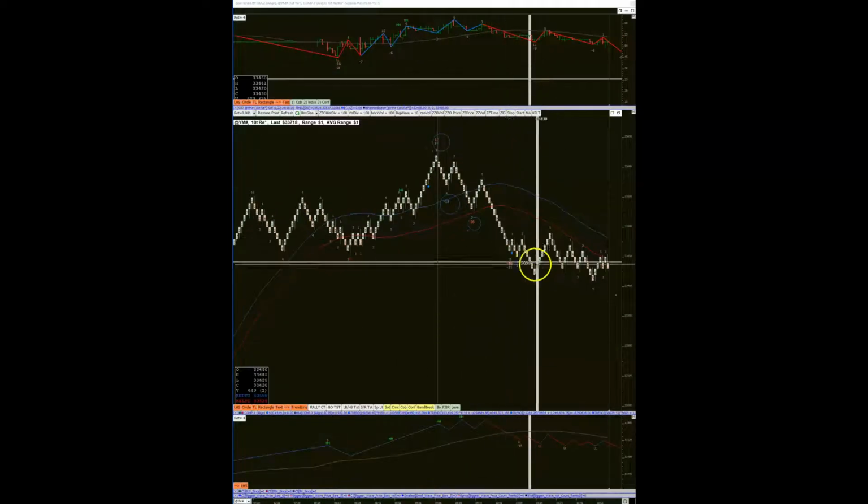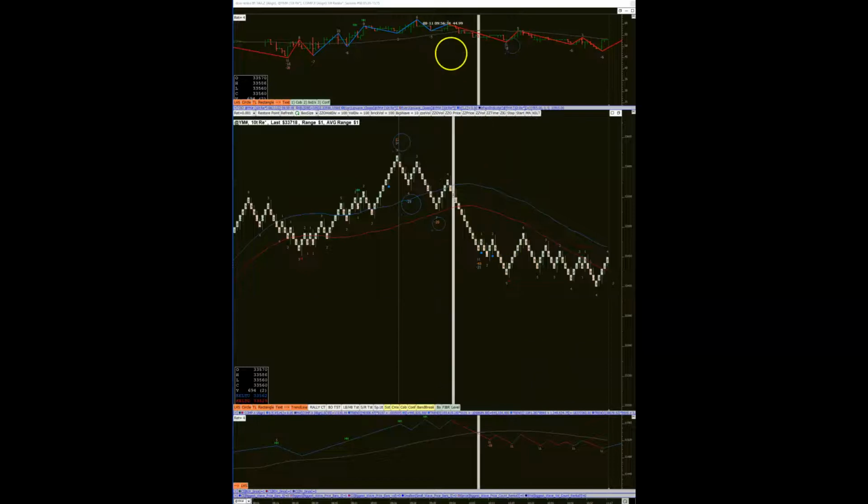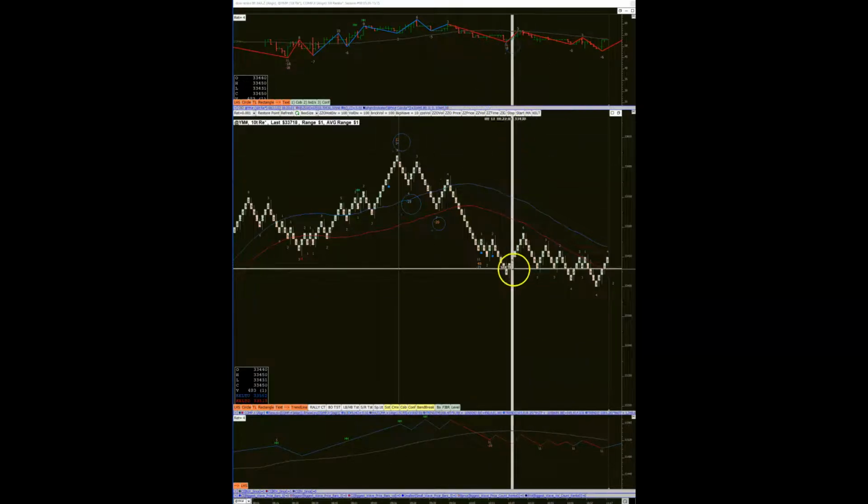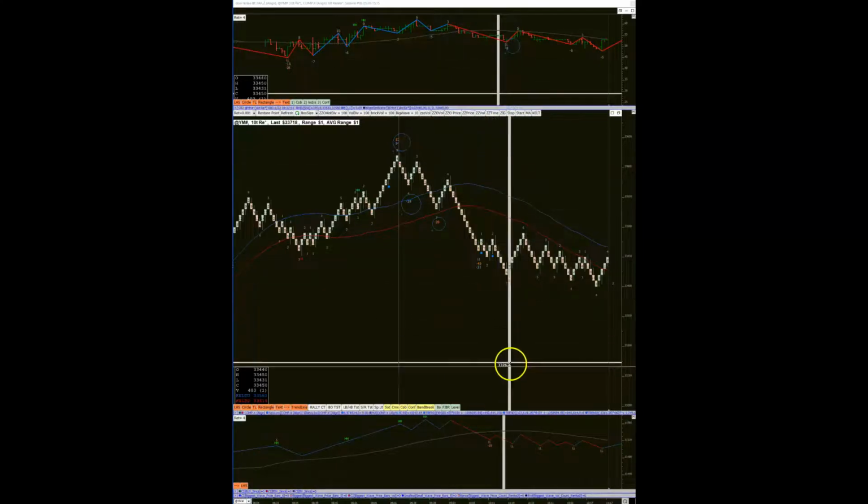But I want to see some confirmation. And that confirmation comes here. And at this point, the trend is established. You don't have to worry too much. Like the trend has been established. The lows have been taken out. You have internals confirming the participation is on the downside.